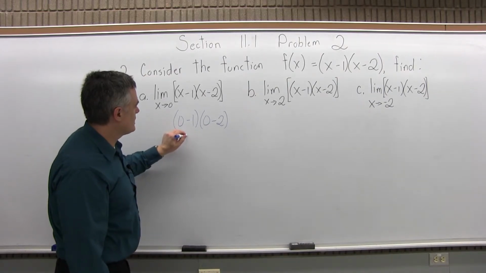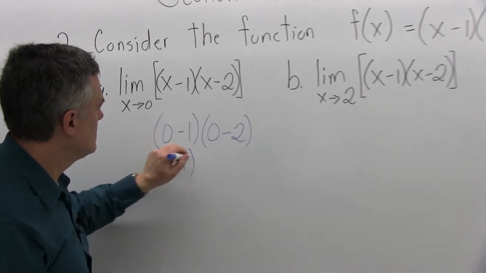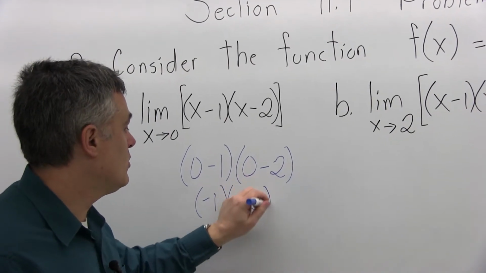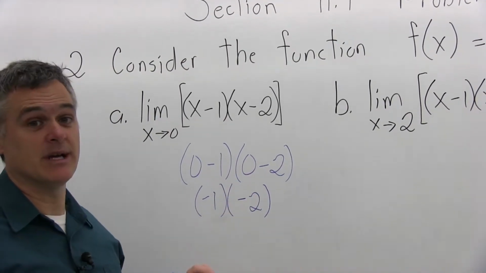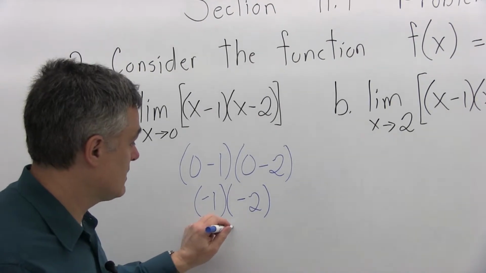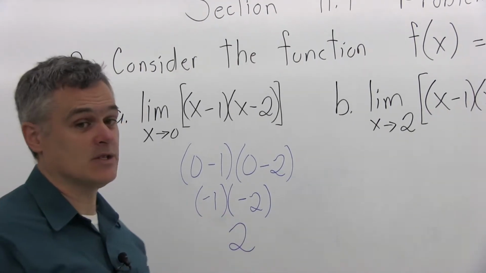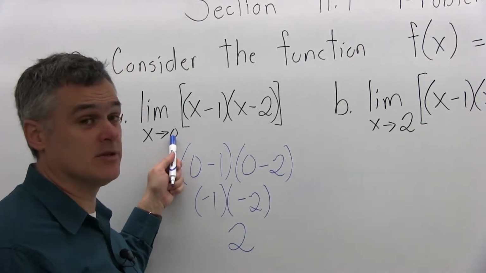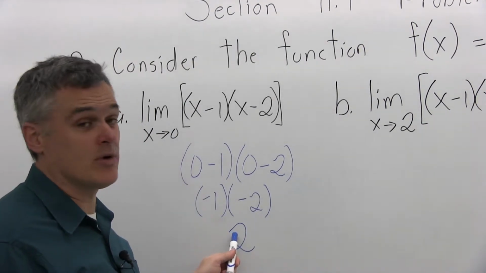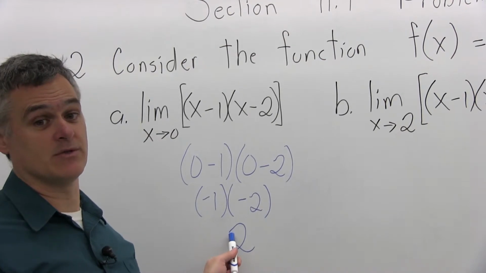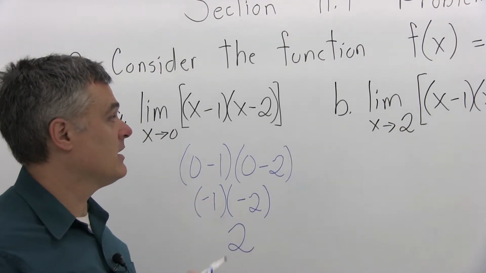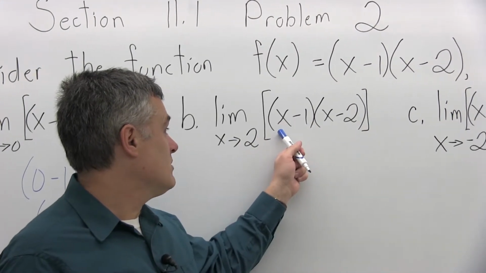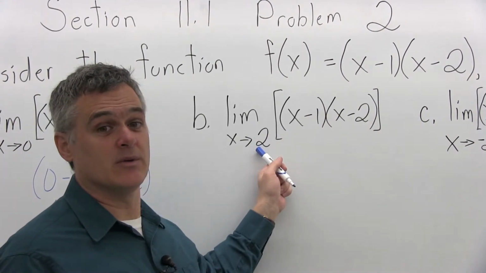And 0 minus 1 is really negative 1. 0 minus 2 is really negative 2. And the whole thing winds up boiling down to negative 1 times negative 2. The negative times the negative cancels, and we have an answer of positive 2. So as you put in input values very close to 0, you get an output or height on the graph very close to positive 2. That's part A. Part B, same function, different input value that we're taking the limit of.